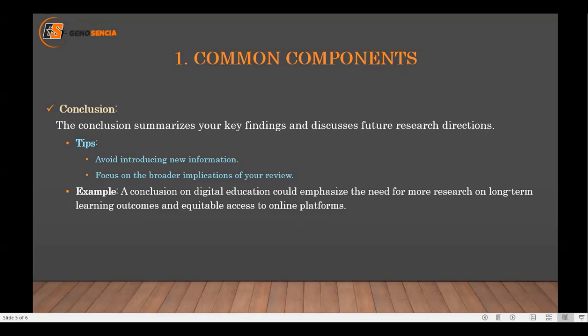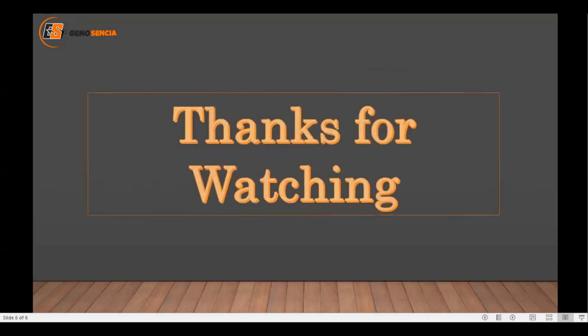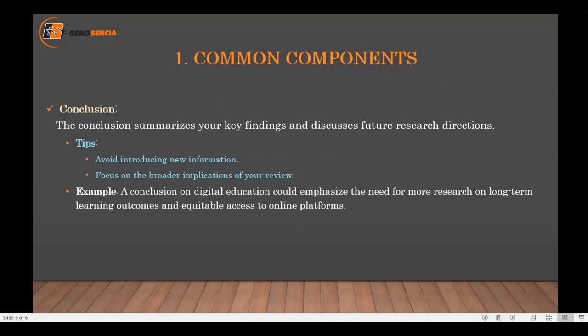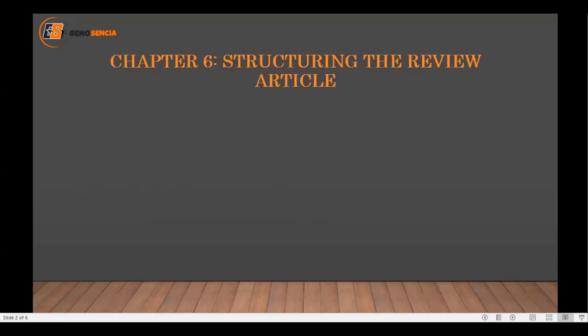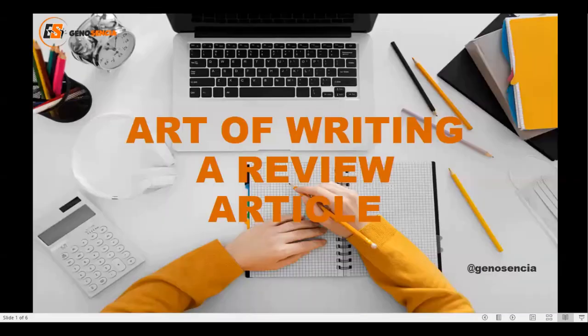You have to avoid introducing new information and focus on the broader implications of your review. For example, a conclusion on digital education could emphasize the need for more research on long-term learning outcomes and equitable access to online platforms. So this is all about how we can write these components and the way of structuring the review article.